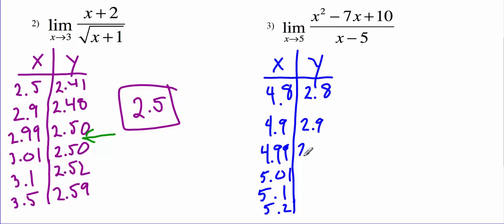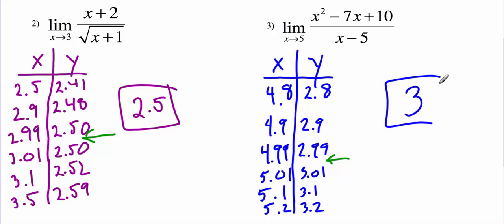So this would be 2.9, 2.99, 3.01, 3.1, and then 3.2. And again, as we saw in the last one, what we're doing is we're trying to predict what would be in between those two. And again, I think it's pretty clear that at 5, our value would be 3. Now this is where limits are a little different than just simple evaluation, because the limit does exist, even though in this case the actual value of the function f of 5 would be undefined.